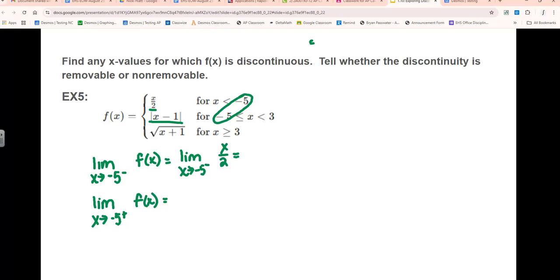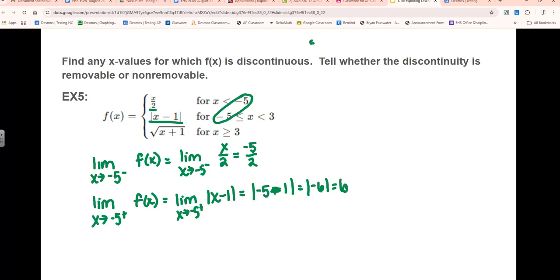Most of these are going to be direct substitution problems. So you're going to have -5 over 2, which is -2.5 if you want to do a decimal. We want to do the same thing over here from the right. From the right, we'll be approaching -5 from the right of the absolute value of x minus 1, which means direct substitution again. Absolute value of -5 minus 1 gives us the absolute value of -6, which is 6.